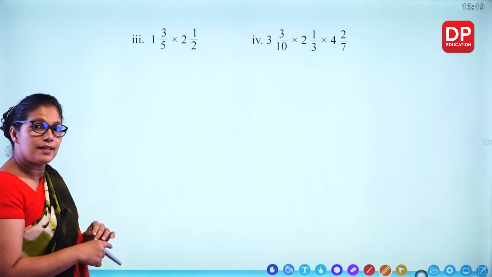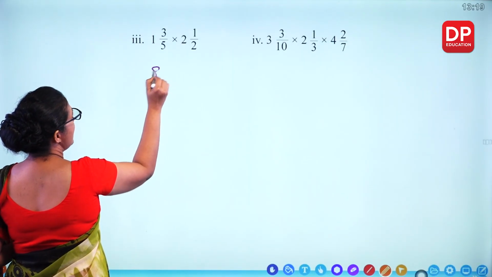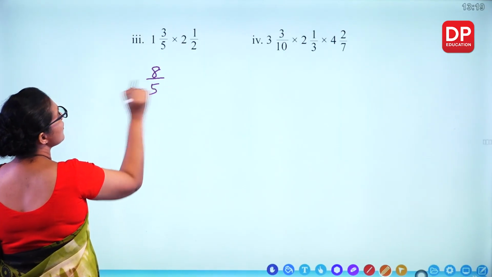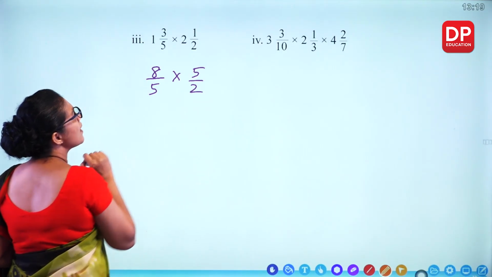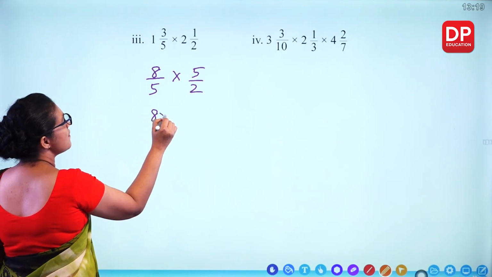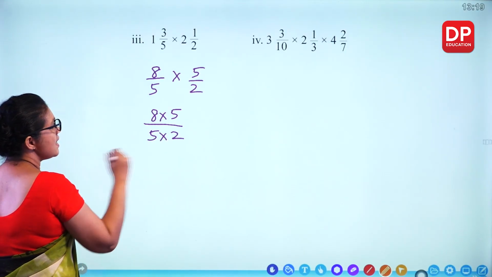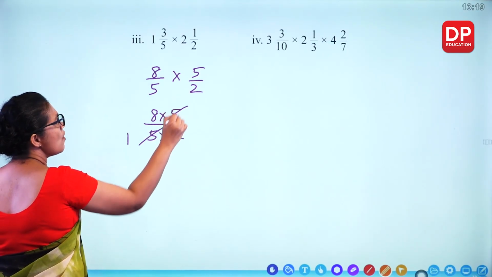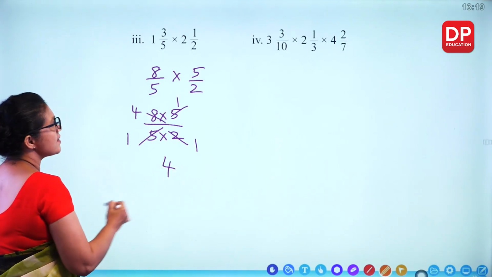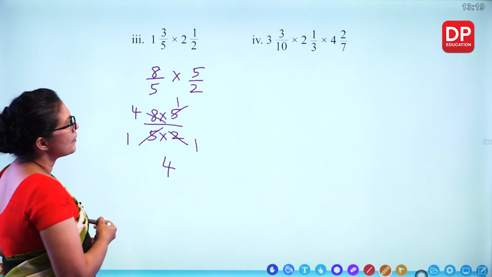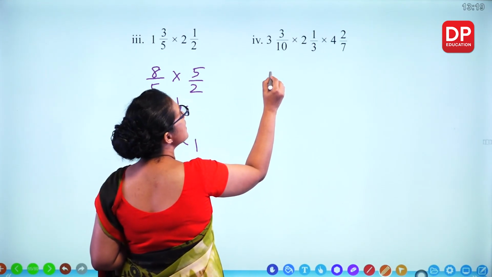Mixed numbers. Convert to improper fractions. 8 over 5. 5 over 12. Now multiply the numerator separately, denominator separately. 5 get cancelled out. 2 times 1, 2 times 4. The answer is 4.